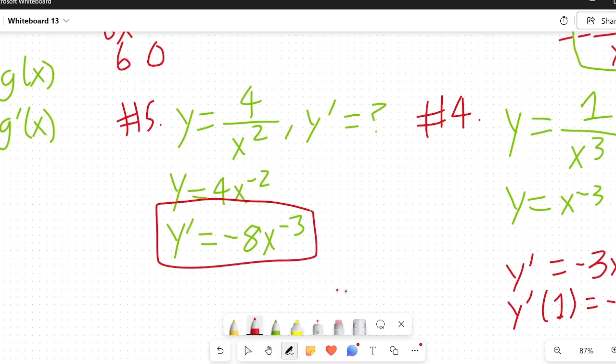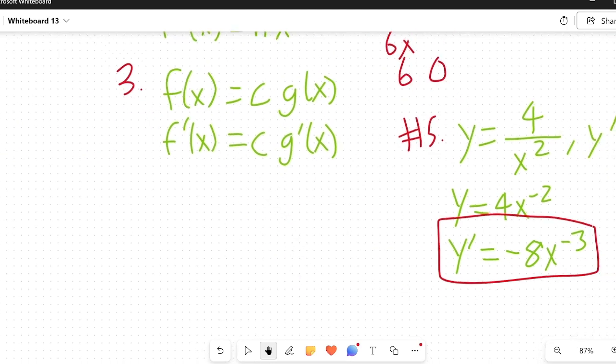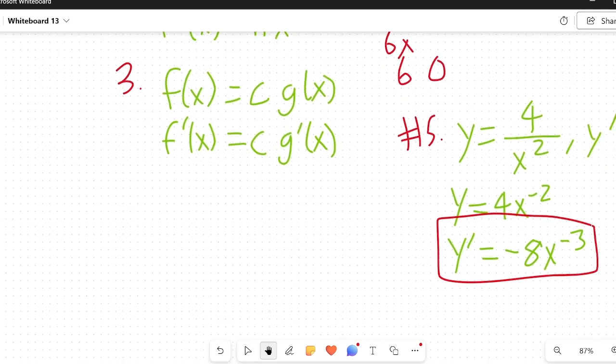So for constant multiples, the derivative of a constant multiple is like, we don't worry about that. If we had to find the derivative of 4 times g of x, that derivative would just be 4 times g prime of x. So essentially the constant multiple at the front, we don't have to worry about. We just multiply it out at the end. So something like so.